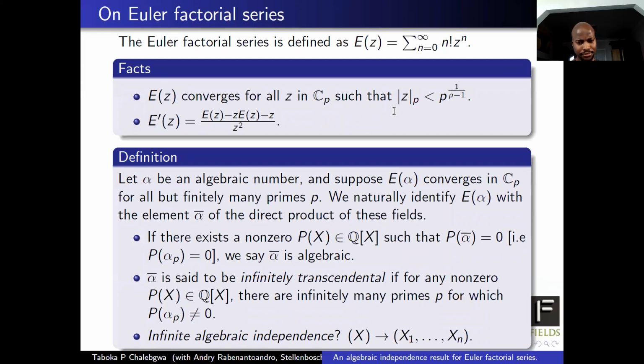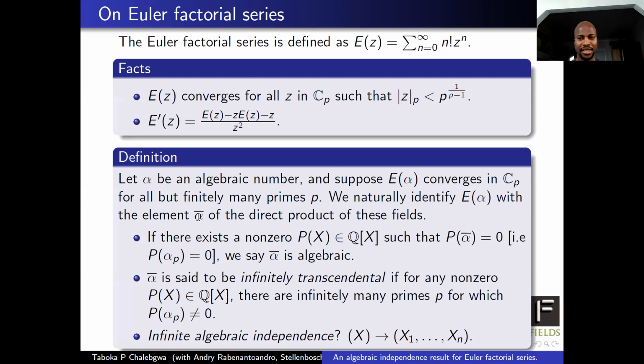So in this case, suppose you have an algebraic number, and then of course there are certain convergence issues that one has to bear in mind. But suppose you have an algebraic number alpha, such that e to the alpha converges in all but finitely many primes. That should not necessarily hold all the time, but for many algebraic numbers, that does happen. So suppose you're in that case, then we naturally identify e to the alpha with an element of the direct product of these fields, C_p, for all primes p for which e to the alpha converges in C_p. By a natural identification, I just mean that each pth entry just corresponds to the value of e to the alpha in the corresponding p-adic field.